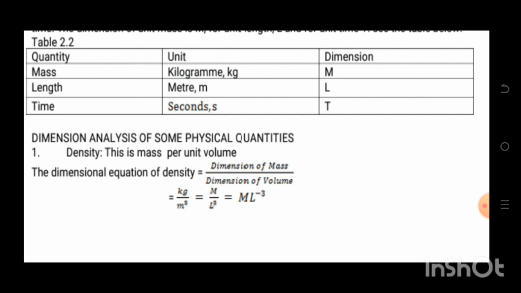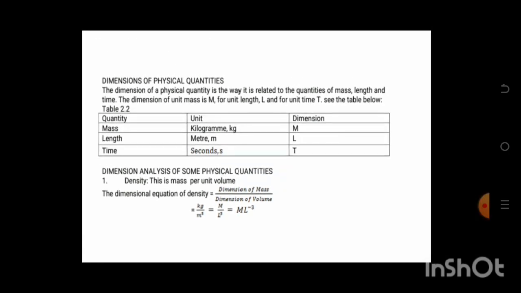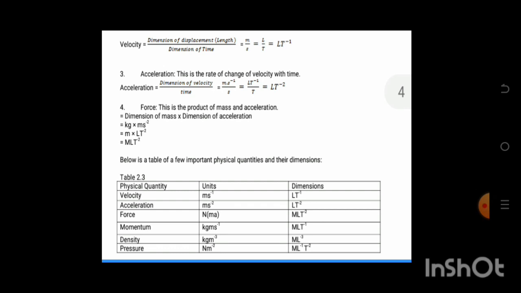Just writing it in an index form, in form of indices, we have ML raised to power minus 3. And that is how we deduce dimension. Now, let's look at example 2.